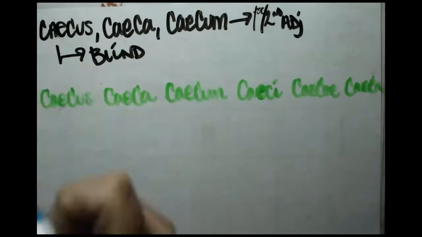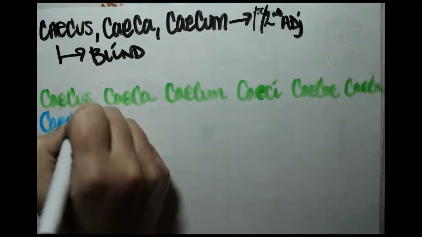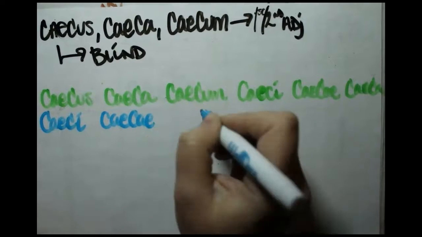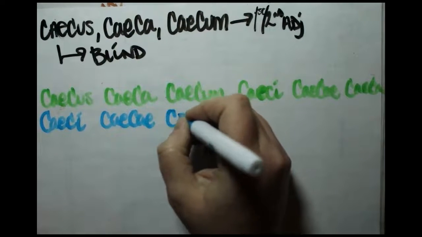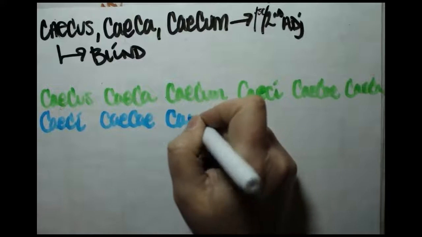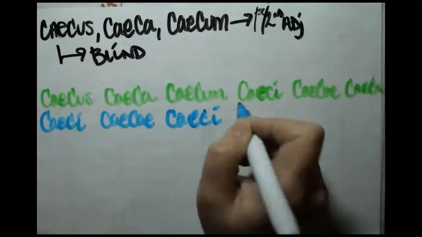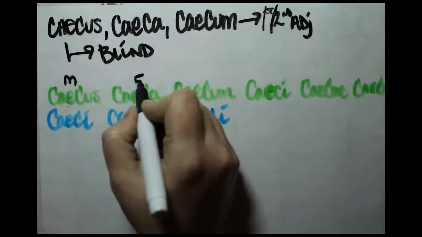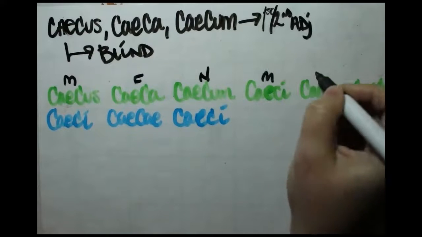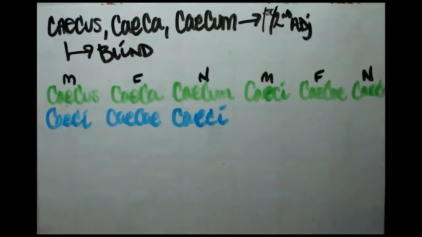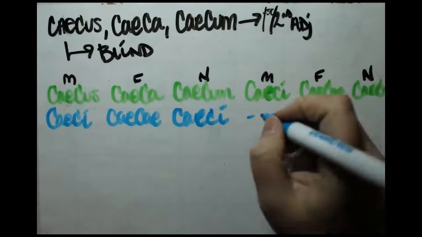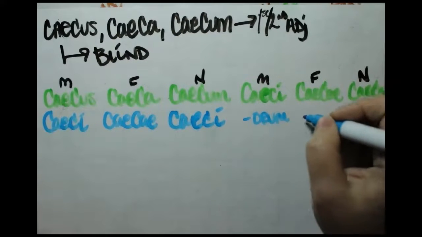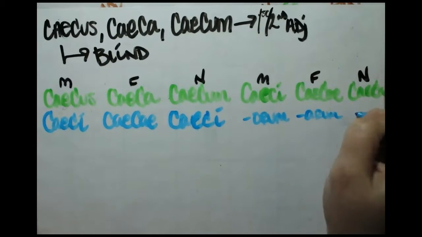In the genitive, caeci. In the genitive here, caeci or caecai. And in the neuter, keep wanting to make it a U, caeci. Remember, this is masculine, feminine, and neuter, masculine, feminine, and neuter. I don't have much space here, so I'm just going to put the endings. In the masculine plural, genitive, caecorum, caecarum, caecorum.